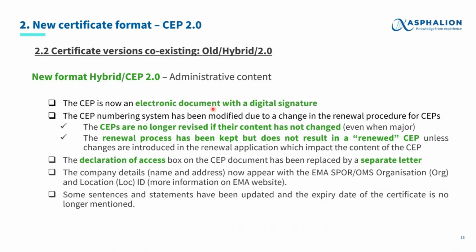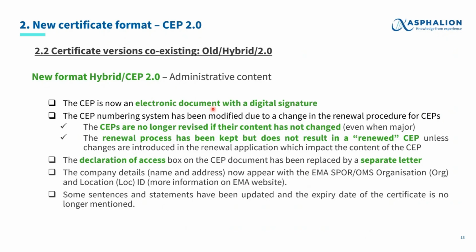The CEP numbering system has been modified, so CEPs are no longer to be revised if their content has not changed. So if the Module 3 content has to be reviewed by the EDQM because the holder wants to make any kind of change, imminent change, minor or major change, but these changes do not affect the certificate itself, then the revision is not going to change the number, and the certificate is not going to change. The renewal process has been kept, but in the numbering system, the first R that we said before is going to disappear. We are going to check it in the next slides.